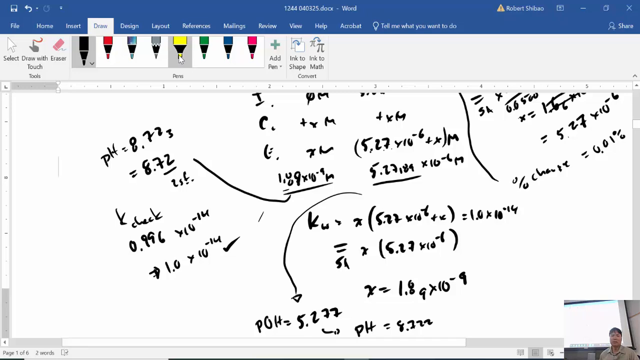We get the same number. We got 8.723, we got 8.722. They're the same number within round off. Round off error is the reason why they're different.